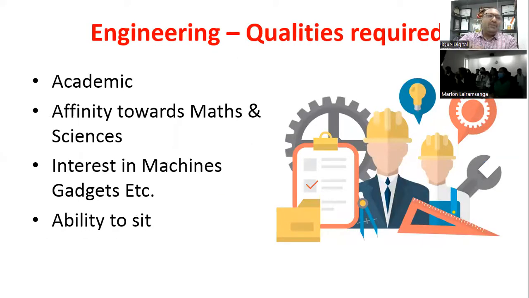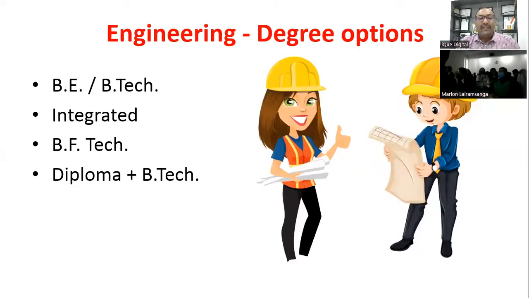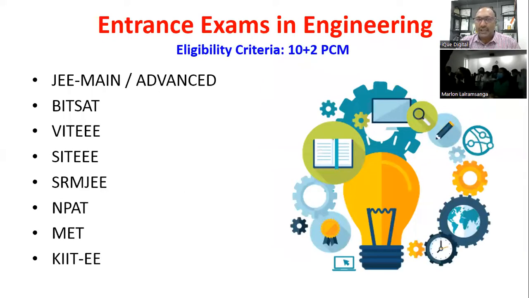Next, coming to your most favorite, engineering. If you are very strongly academic oriented, you have affinity towards mathematics and science, you have interest in machines, gadgets, latest machinery, happenings in the technology world, and you have the ability to sit and work for long hours, then in engineering you can go for a BE or a BTech. You can go for integrated BE, ME or BTech, MTech. You can also go for Bachelor of Fashion Technology, BFTech, which is a degree program offered by NIFTs, that is National Institute of Fashion Technology.